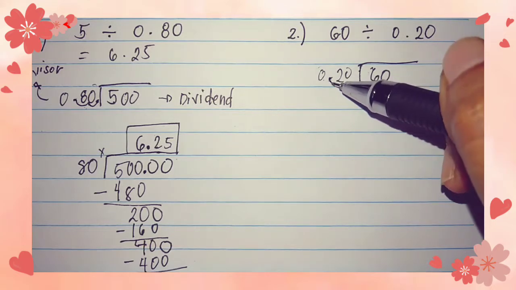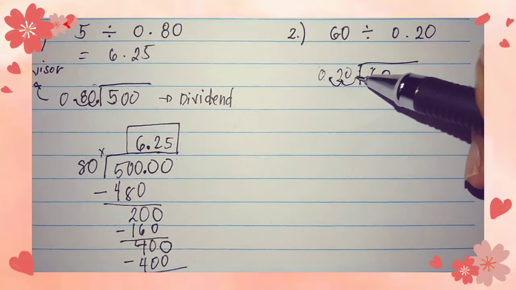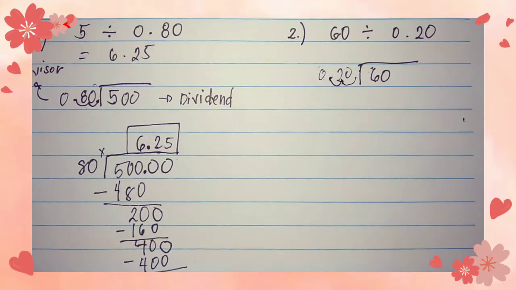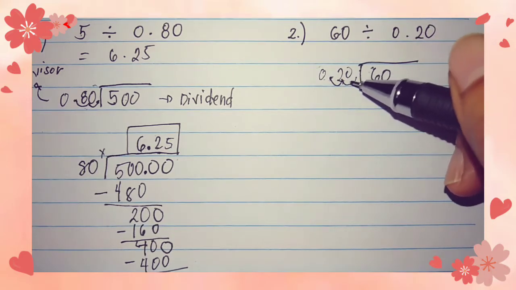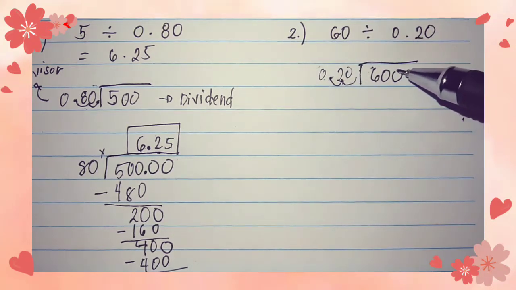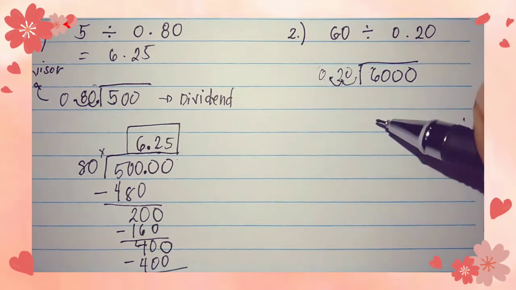We have 1, 2. 2 moves. So, we have 2 moves. Meaning to say, dalawang 0 din yung ilalagay natin dito kay dividend. Since meron tayong 2 moves dito. So, dalawang 0, 1, 2. And then, that's it. Magiging ganito na siya.